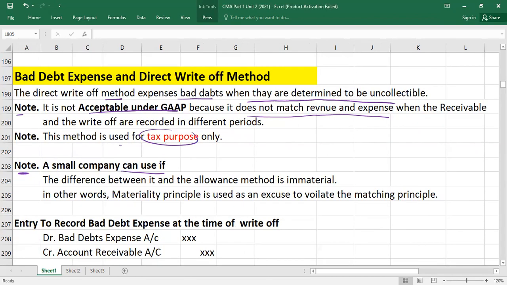Note: a small company can use the write-off method in accounting, even if the recommended method is allowance, if the difference between the direct write-off method and the allowance method is immaterial. In other words, the materiality principle is used as an excuse to violate the matching principle. Right or wrong? If you ask me as auditor why I am using the direct write-off method, I'm telling you, sir, it's okay because the method gives almost similar results and the difference is not material. But mostly small businesses use direct write-off. They don't work with the allowance method.